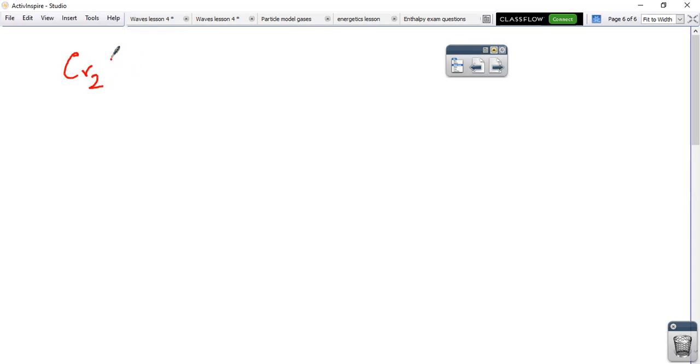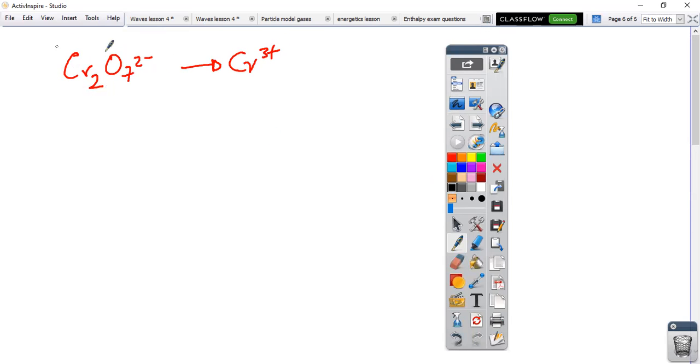So I've got Cr2O7 2 minus gives Cr3 plus. So already here, firstly, what I notice is I've got 2 Cr this side and 1 this side. So what should I do with this? Put a 2 here. Very good. So far so good. I need that just so I can balance the chromiums.